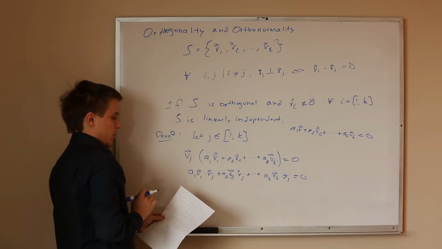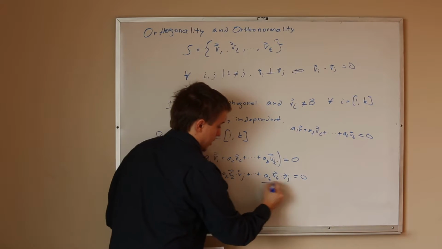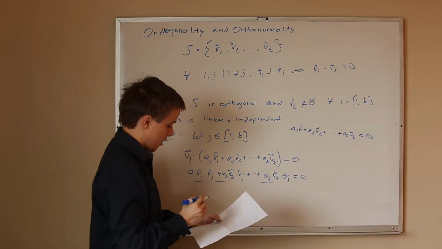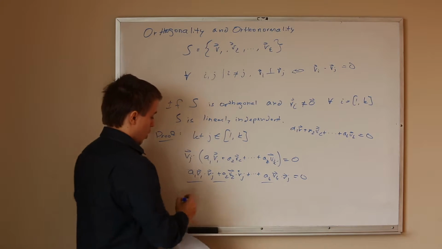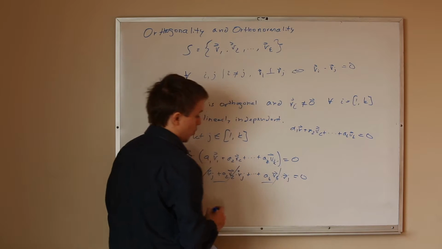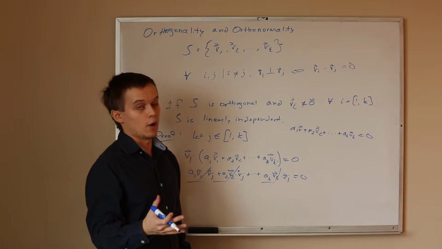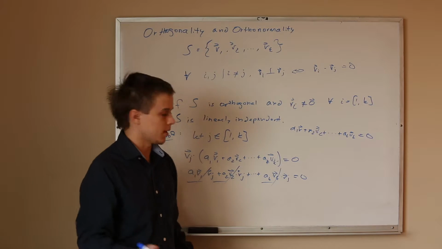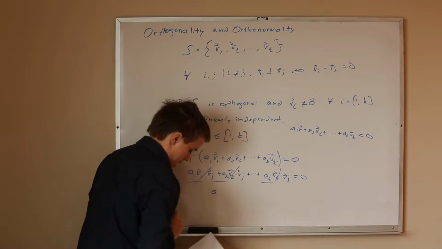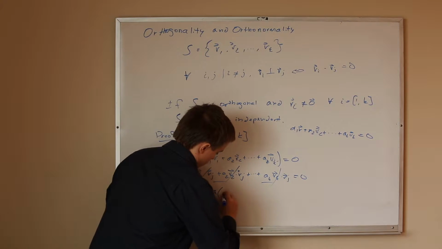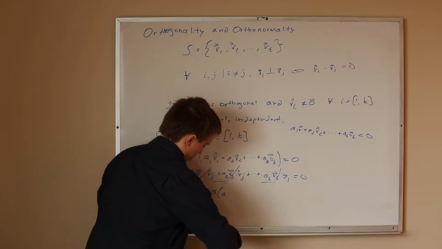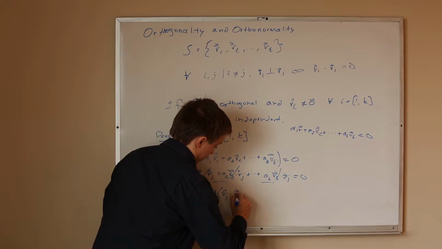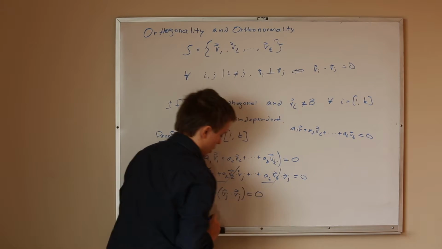And we know that S is orthogonal, which means that all of these expressions are going to go down to 0 with the exception of one of the expressions. So all of these eventually drop out with the exception of Vj dotted with itself, because Vj is in the set, so therefore at some point it becomes dotted with itself. So we know that Aj times Vj dotted with Vj is equal to 0.